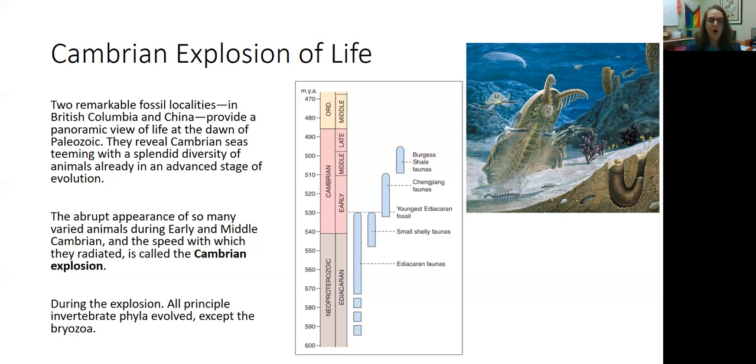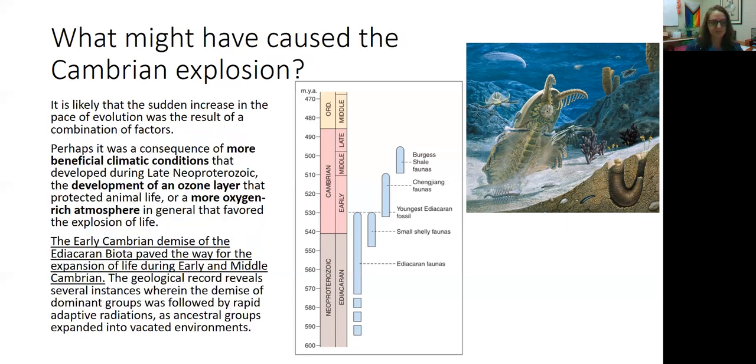During this explosion of life, all principal invertebrate phyla, except for Bryozoa, evolved, right? So this was really the start of the phylogenetic tree that would produce the animals that we know of today, right? Now, why might this explosion have occurred? There's lots of reasons. We think it was probably a combination of factors. One was that there was more beneficial climate conditions. Two was that during this time, the atmosphere developed an ozone layer, which protected the animal life from harmful incoming solar radiation. We also think because there was more oxygen in the atmosphere, this allowed animals to grow and proliferate.